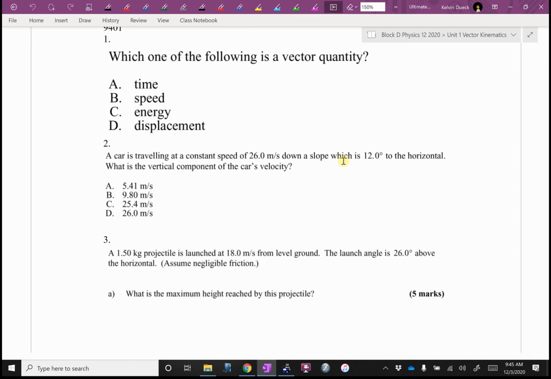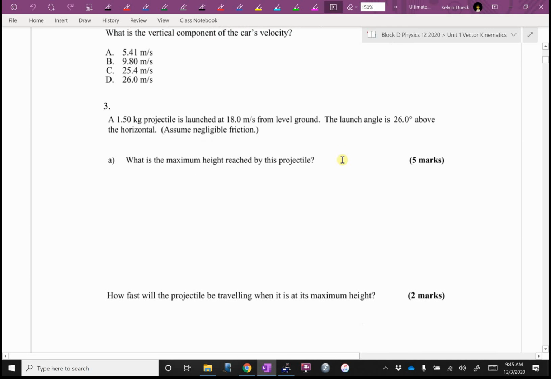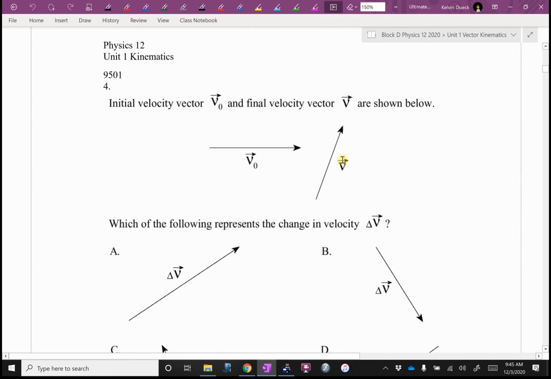I like 1, 1 is fine. You should know the difference between vectors and scalars. So 1 is good. 2 is good because it's asking you to find components. I like 3. 3 is fine. I like number 4. Number 4 is a nice question.